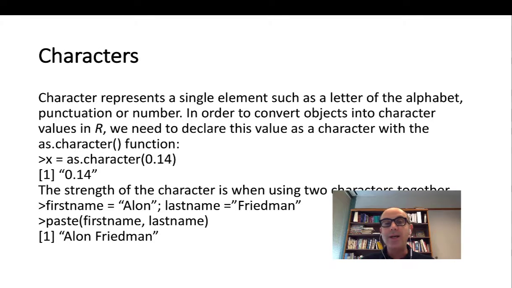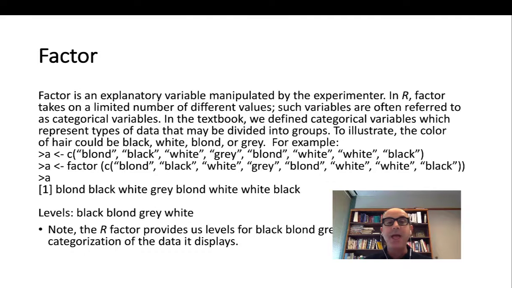A character is also a single element, such as a letter of the alphabet, or punctuation, or numbers. In order to convert an object into characters, we need to do the following: X as character, and it will declare it as a character. Or my first name, and it will paste as my first name, last name as a character.